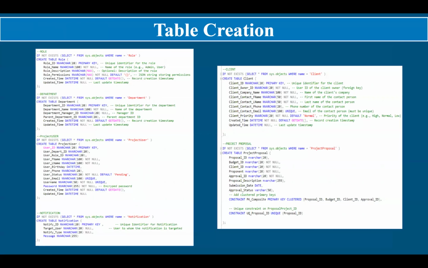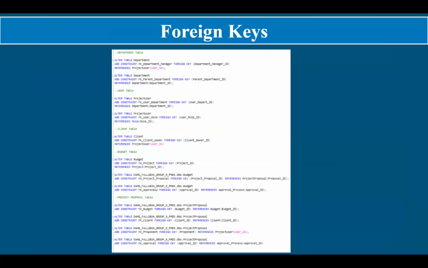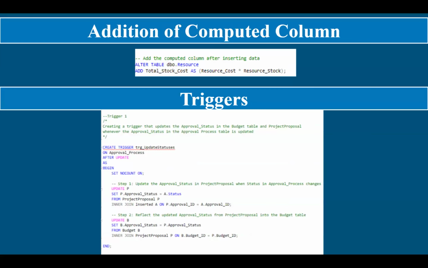Thank you, Mark. Entities such as project, user, and roles have been created by appropriately assigning the primary keys and defining suitable data types for all attributes. Additionally, foreign key references have been established for relevant attributes in each entity. An additional computed column known as total stock cost has been included in the resource entity, which is used to calculate the total cost of each resource individually.